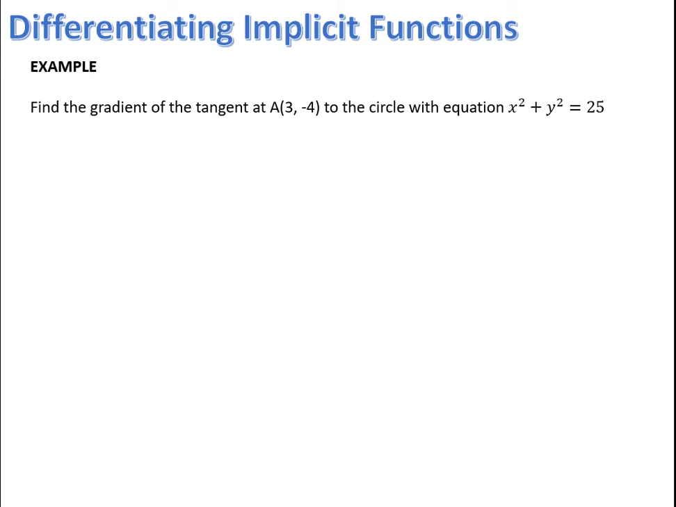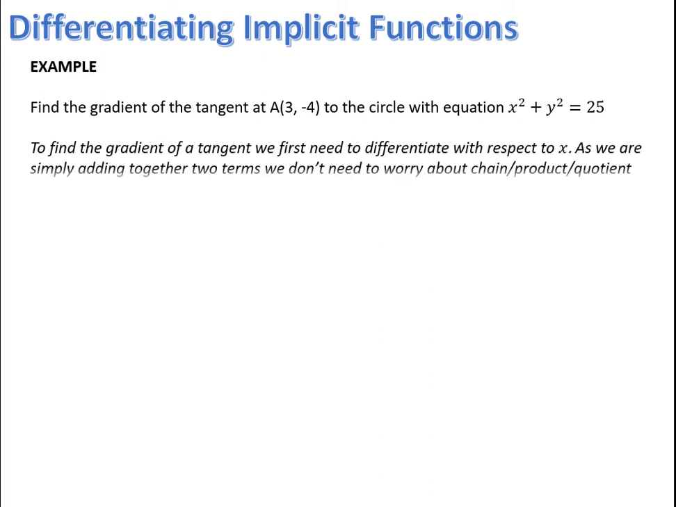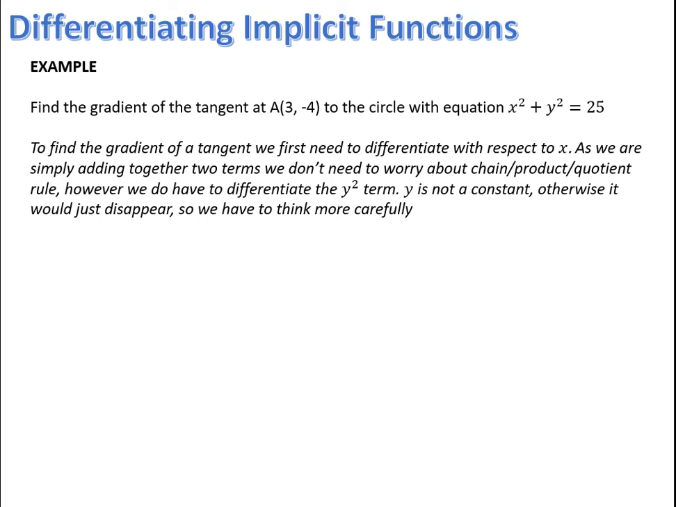So basically what we're doing here is going to find a gradient of the tangent at a certain point to the circle with equation x squared plus y squared equals 25. Again, nothing about differentiation, but we know if we're dealing with gradients of tangents, then that's what we need to do. So what have we got here? As we are simply adding together two terms, we don't need to worry about chain, product or quotient rules. But we do need to differentiate y squared, which you haven't necessarily done yet. This is just to get us used to the idea of differentiating y squared.